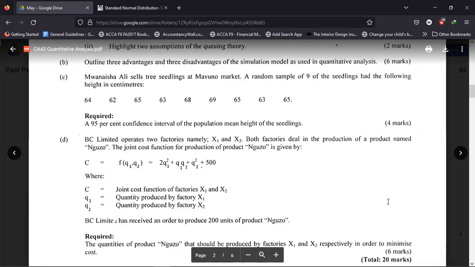Very good. When I look at this question, we are being told a 95%. What I cannot see there is the standard deviation. It is not provided, but you can look for it. Number two, I can see a random sample of 9. So it means I have to use t-statistics, because the sample size is less than 30.